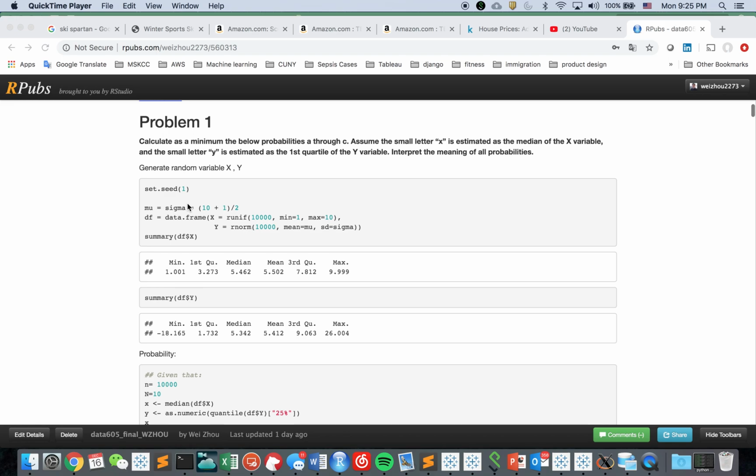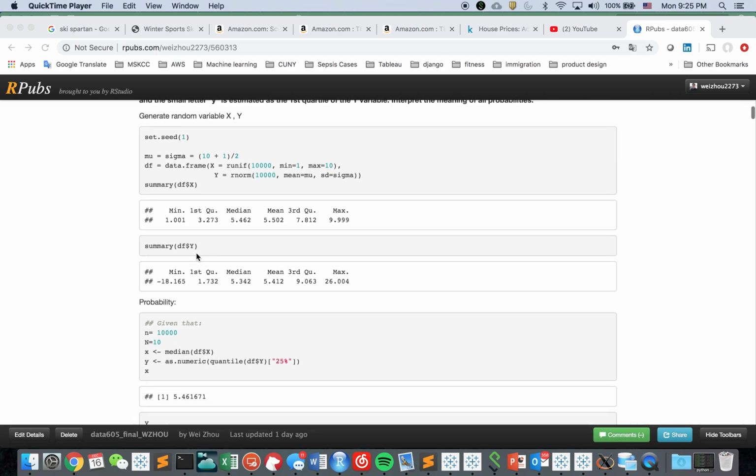Here I'm choosing 10, and generate a random variable Y that has 10,000 random normal numbers with a mean of mu equals theta equals (n plus 1) divided by 2. So to solve the 1.1 question, we need to generate the X and Y. I'm using the rnorm function here, and here is the summary of X and summary of Y.